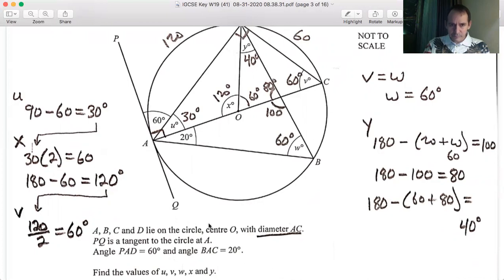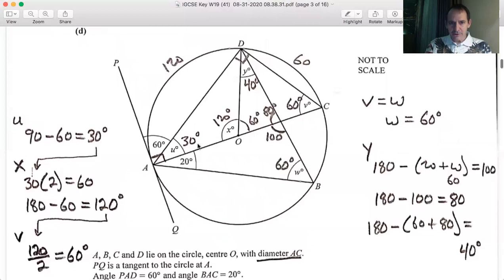So let's start here with U. If you notice, AC is a diameter, and when you have a radius coming from the center and meeting a tangent line at the point of tangency, then that means the tangent line is perpendicular, or 90 degrees, to your radius or your diameter. So if this is 90, 90 minus 60 gives us 30. So that's our U, 30 degrees.